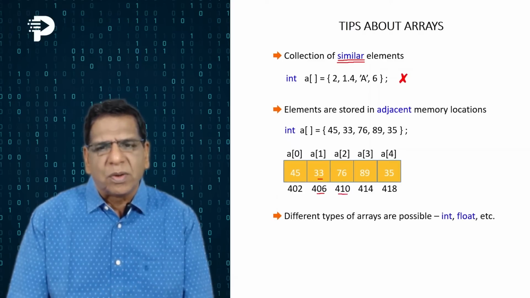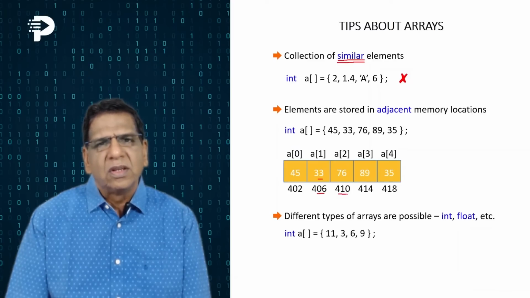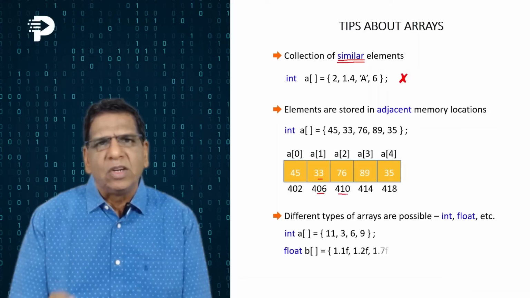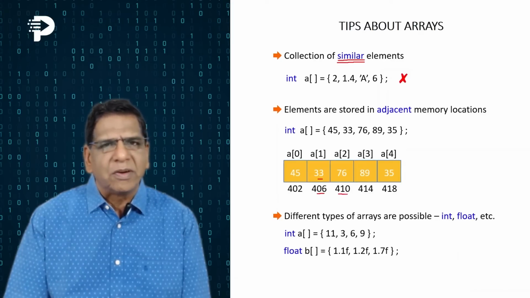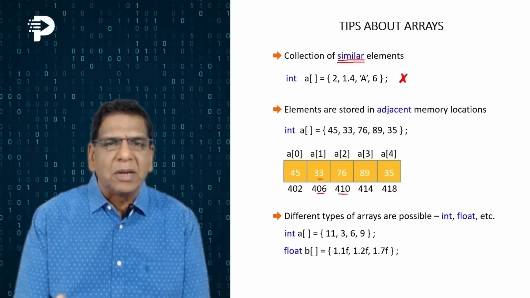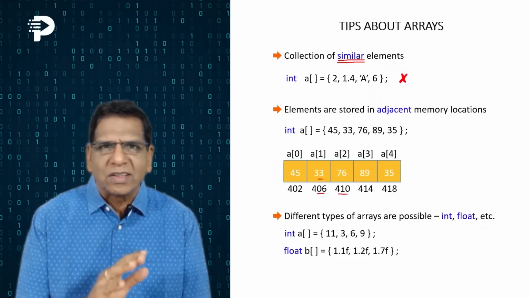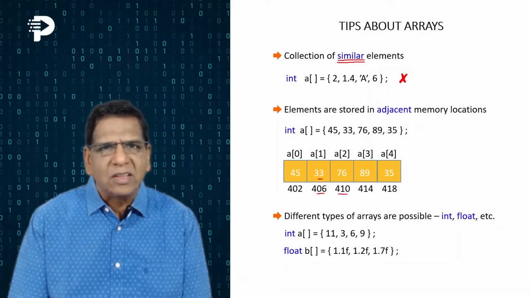Thirdly, it is also possible for us to create array of floats, array of doubles, array of chars, and so forth. So array of any numeric values is perfectly acceptable. Only requirement is that similarity and adjacency consideration must be met. So long as that is feasible, an array is always on.